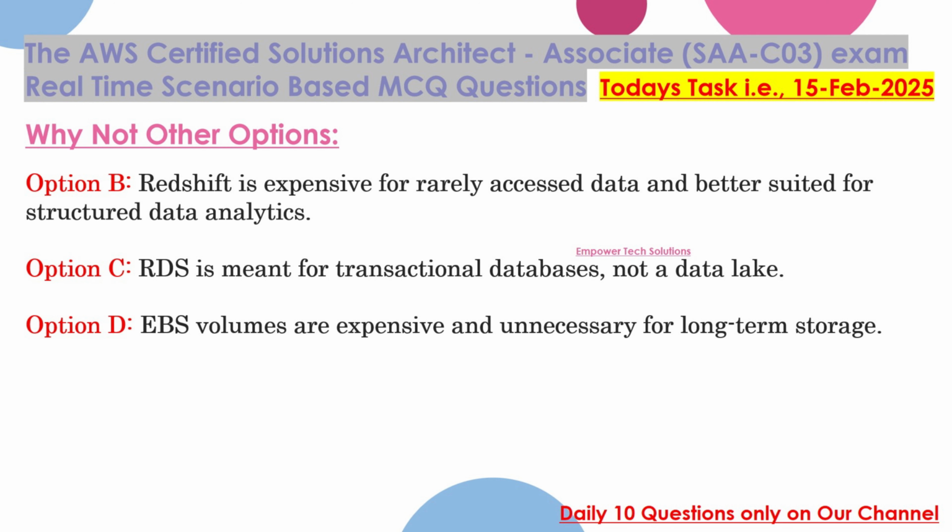Why not other options? Option B. Redshift is expensive for rarely accessed data and better suited for structured data analytics. Option C. RDS is meant for transactional databases, not a data lake. Option D. EBS volumes are expensive and unnecessary for long-term storage.